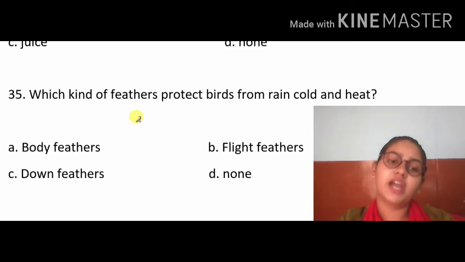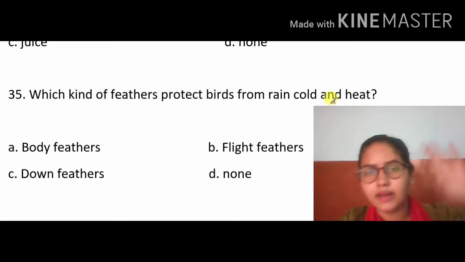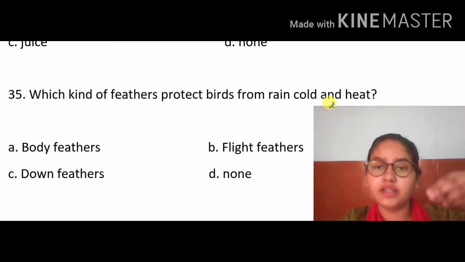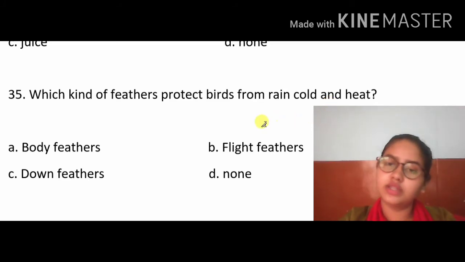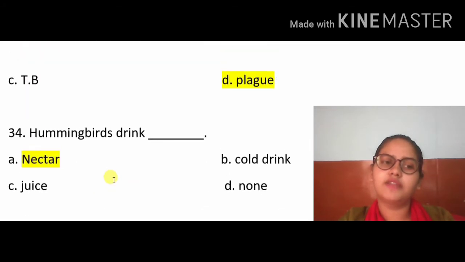Okay. Now which kind of feathers protect birds from rain, cold and heat? As we learned above, they keep warm. Now we have to know which kind of feathers protect birds from rain, cold and heat. So which one do they have? The body feathers. The first one, right? First option, A. So now we have done our 35 questions.